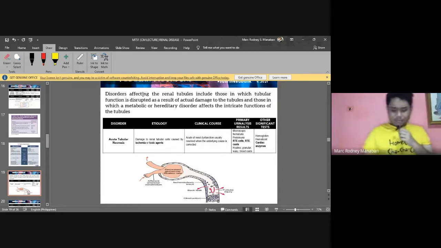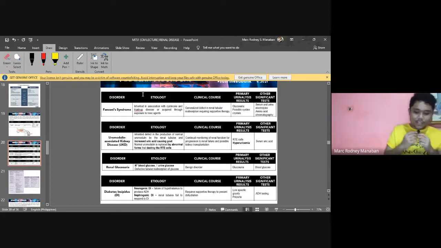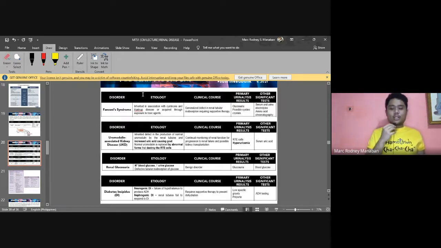All right, okay. That's for acute tubular necrosis. Next, of course, you have Fanconi syndrome. As we have mentioned, it is inherited in association with cystinosis or Hartnup disease and may be acquired due to exposure to toxic agents. So again, the problem here is there's defective tubular reabsorption. For example, glucose, phosphate, they are no longer reabsorbed, or cysteine also. So that's why in the primary UA results, there may be glucosuria and cysteine crystals.